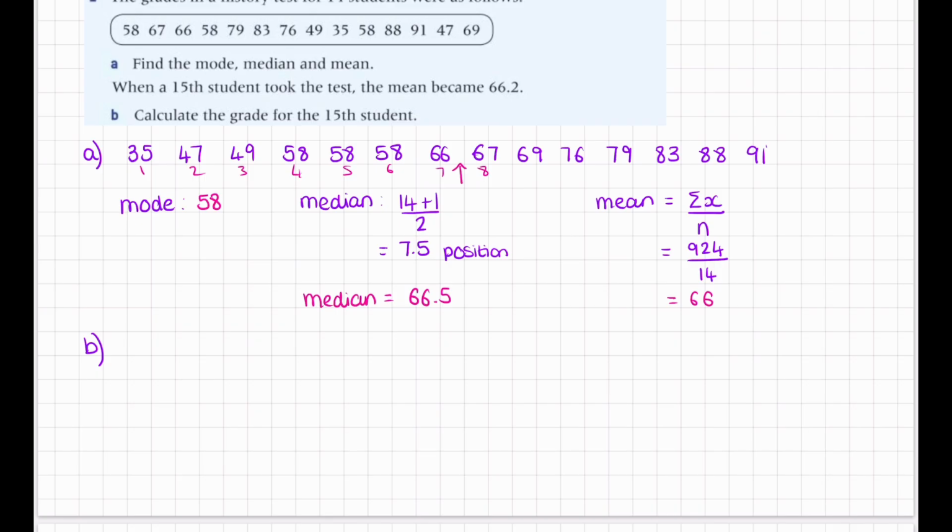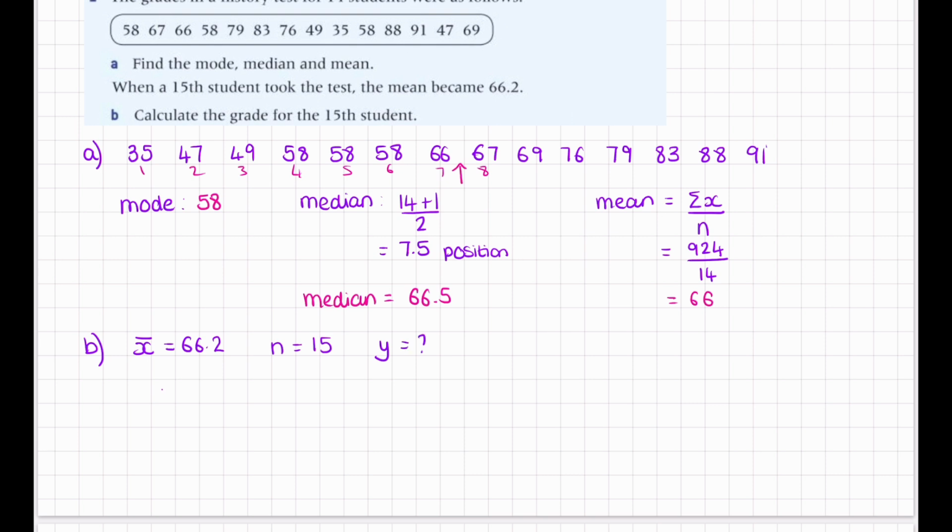Now for part B, we were told just before that when a 15th student took the test, the mean became 66.2. And now we want to work out what the grade for the 15th student would be for our mean to become 66.2. What we're going to do first is write down all the information we know. So we know that our mean, we want it to be 66.2. We know our n, how many data points we've got, will now be 15 because we're adding one more. And we are wanting to find out what the value of the 15th student is, and let's just call that variable y. That's what we're trying to find out.